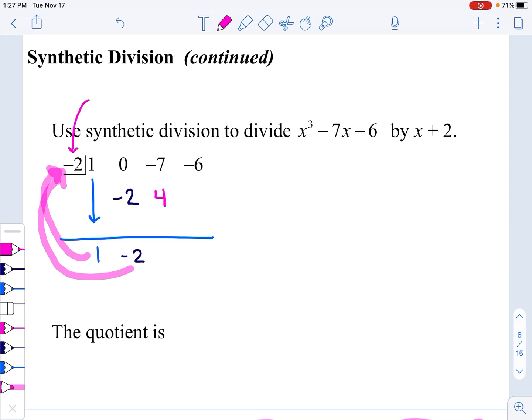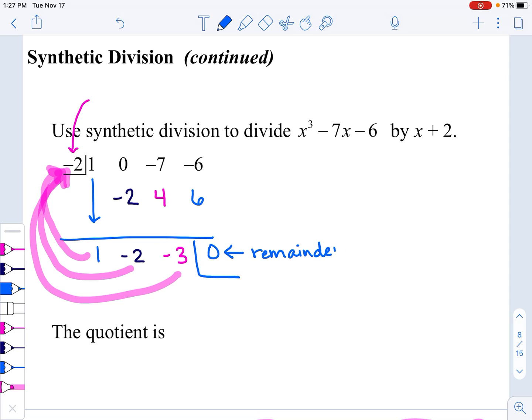-7 plus 4 would leave us with a -3. And I'm going to do that again. -3 is going to multiply by my -2, which gives me a +6. And what am I left with? I'm left with 0. Now this last value here, that 0, is what we have as our remainder. And so they want to know, what is the quotient? Well, as I did that division, I am left with a 1, a -2, and a -3.